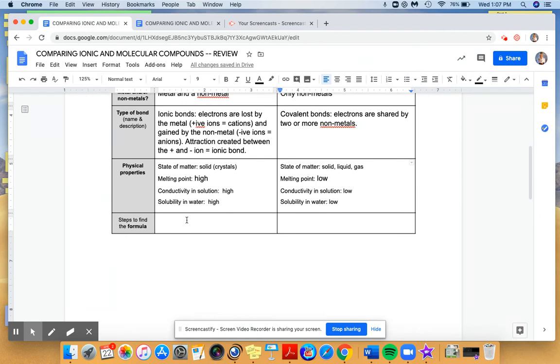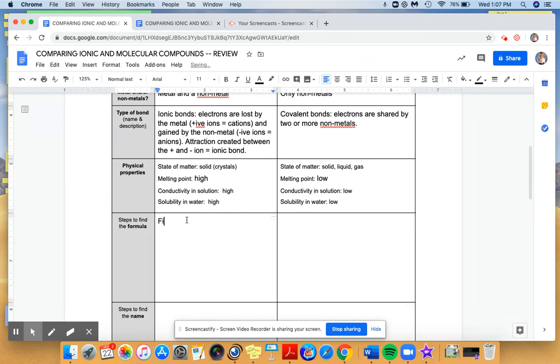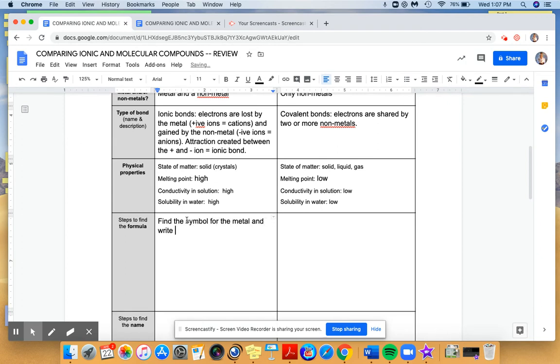So how do you find the formula if you're given a name for an ionic compound? First thing to do is find the symbol for the metal and write it in ionic notation. For example, if you have sodium, you find the symbol is Na, and the way we write it in ionic notation is just by doing the superscript of the charge.